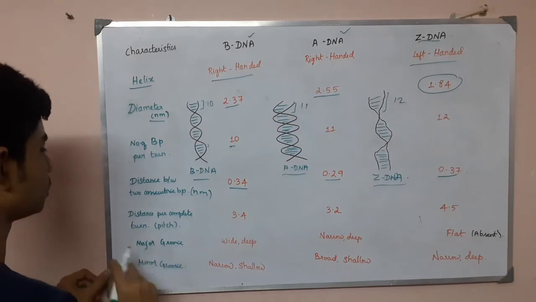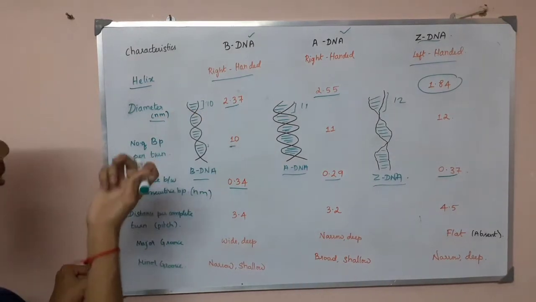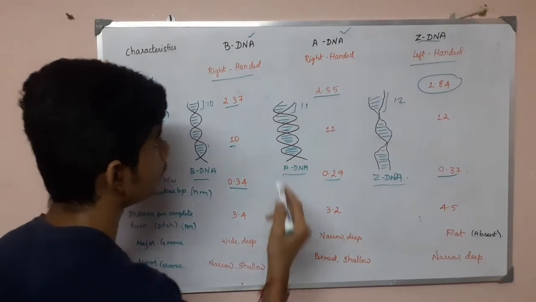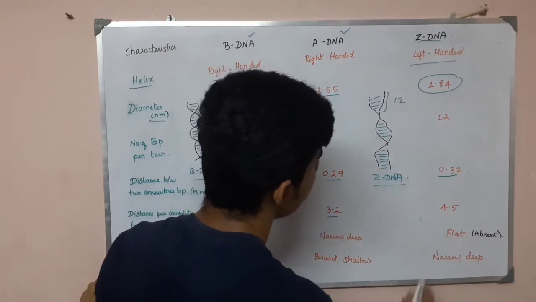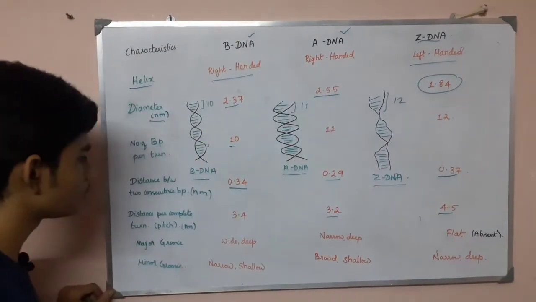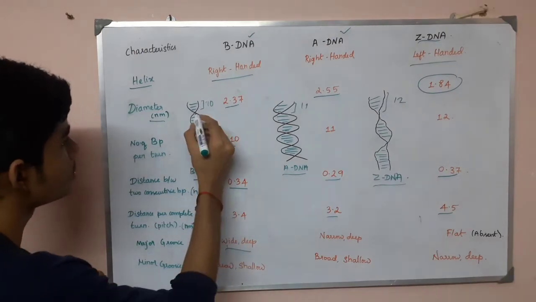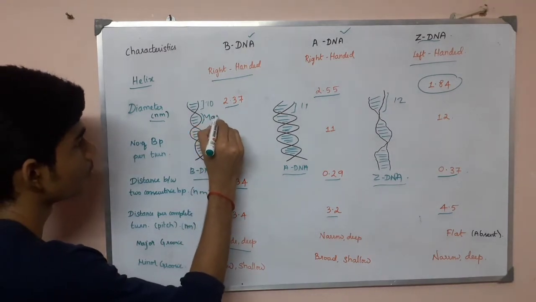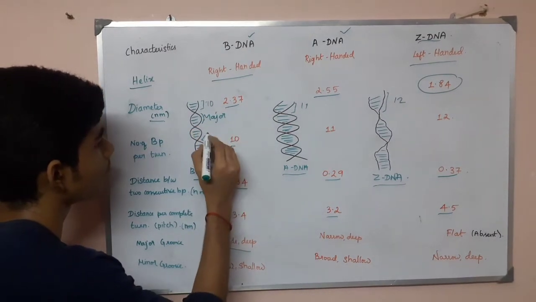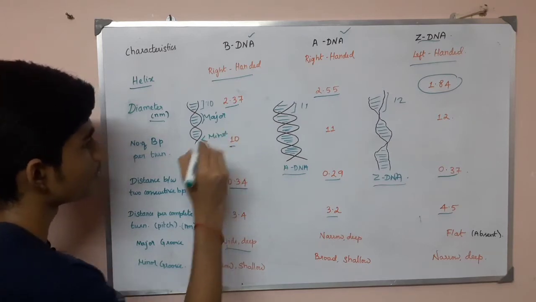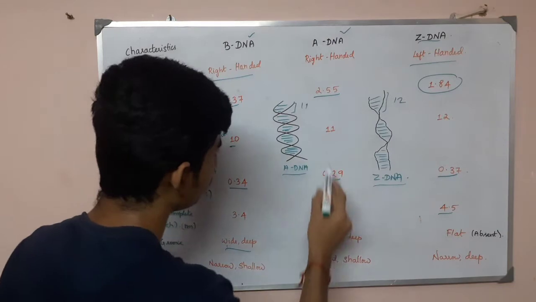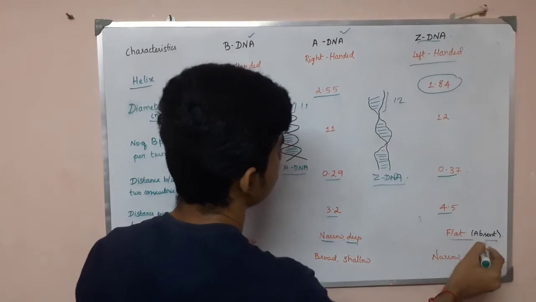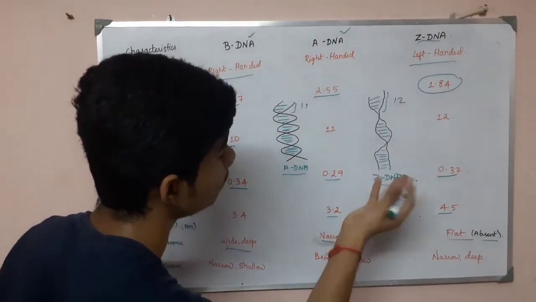Distance per complete turn, that is one pitch of the DNA, is 3.4 nanometer for B-DNA, 3.2 nanometer for A-DNA, and 4.5 nanometer for Z-DNA. And the major groove and minor groove: the major groove is outward of the DNA, and the minor groove is towards the DNA. For B-DNA it is wide and deep, for A-DNA it is narrow and deep, and for Z-DNA it is flat or absent. There is no major and minor groove, it is undifferentiable.